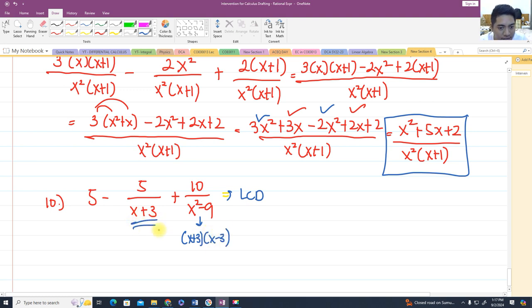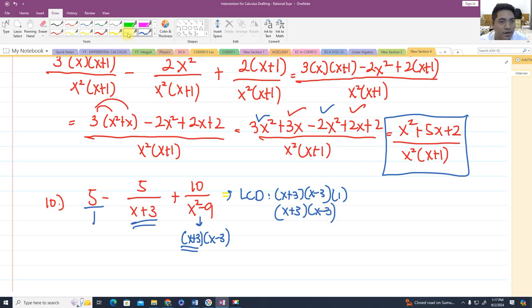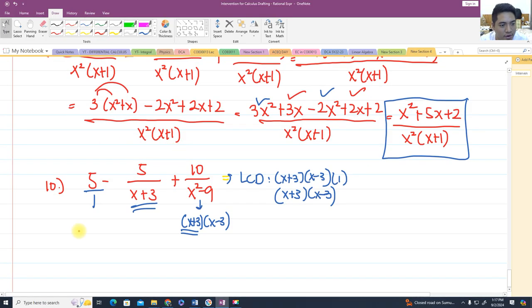Okay, so you already have x plus 3 here. You only have to have x plus 3 and then of course the x minus 3. And of course, don't forget that this 5 has a denominator of 1. So technically, we just have 1, or simply the LCD would be x plus 3, x minus 3. So we have to force all of these terms to have a denominator of x plus 3 and x minus 3. So what will happen? You have to multiply it by x plus 3, then x minus 3 on the numerator, and then x plus 3 and x minus 3 on the denominator.